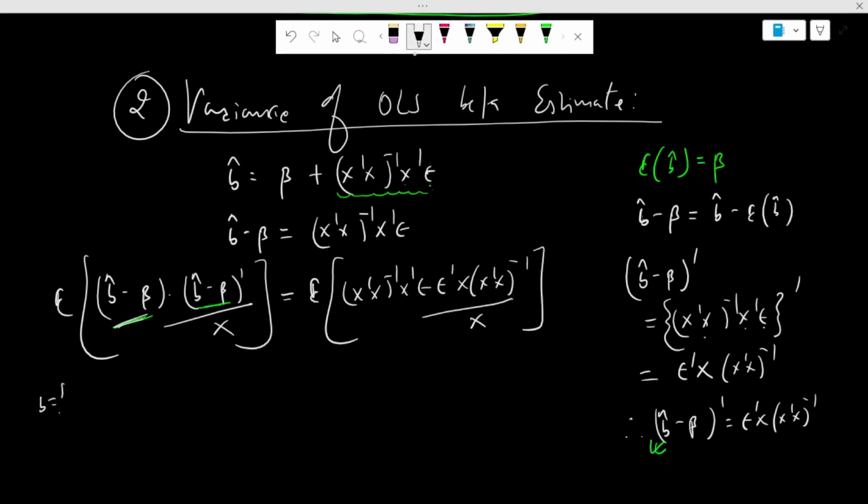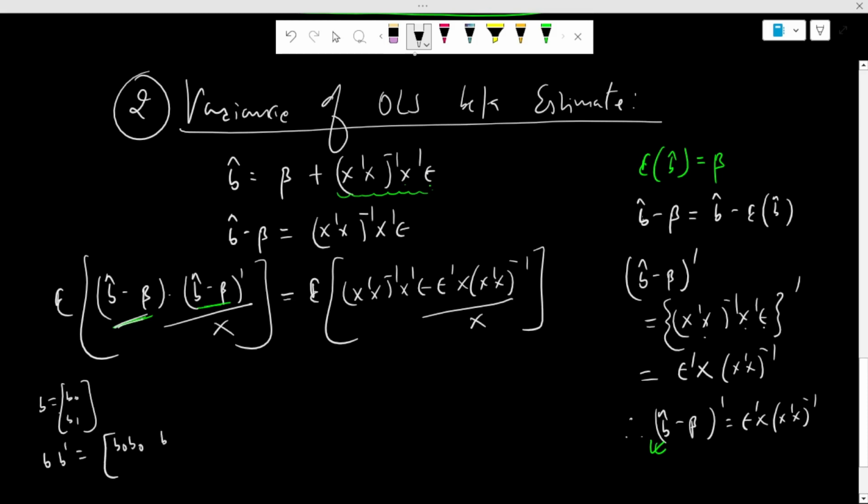If beta is equal to beta 0 and beta 1, and if we take beta transpose, this ensures the interactions of all the betas. So this is something like variance covariance. That is why we are taking this into this transpose, vector into vector transpose. So we are ensuring the variance covariance of all the beta estimates.